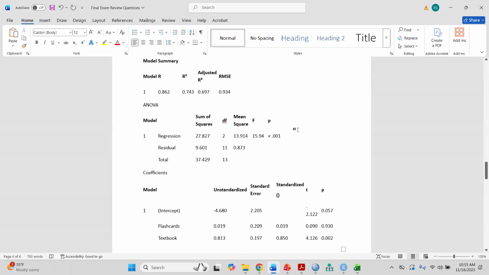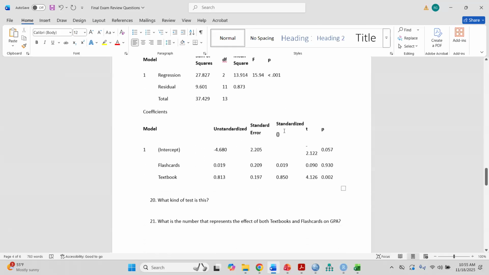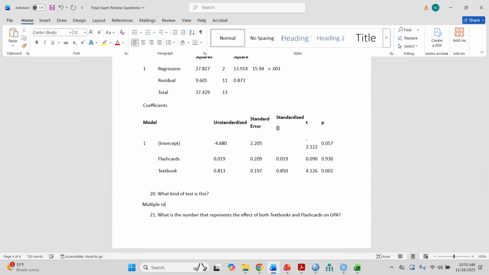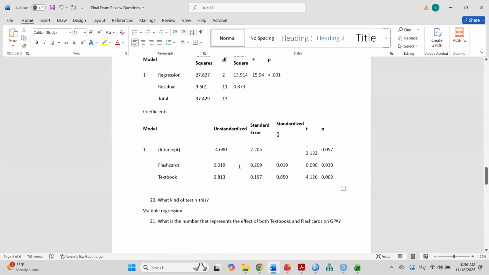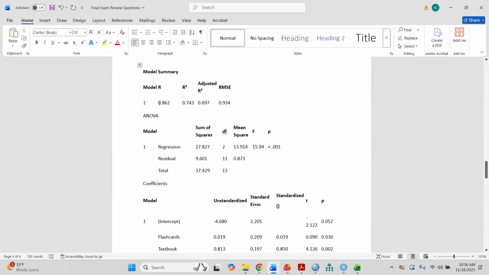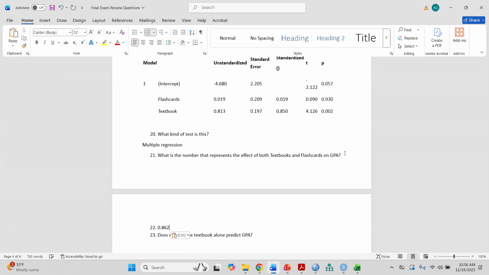Well, just from the prompt, we're talking about flashcards and reading of textbooks affecting GPA. That's multiple independent variables, and they're measured in numeric intervals. So we've got hours and we've got how many flashcards. So this is going to be multiple regression, right? Definitely multiple regression. What is the number that represents the effect of both reading the textbooks and flashcards on GPA? That's going to be big R right here. Big R is going to be that number.